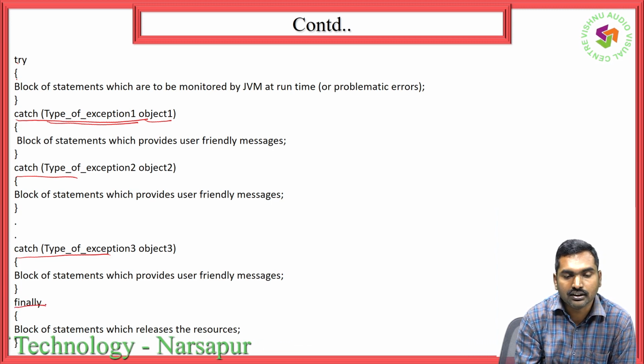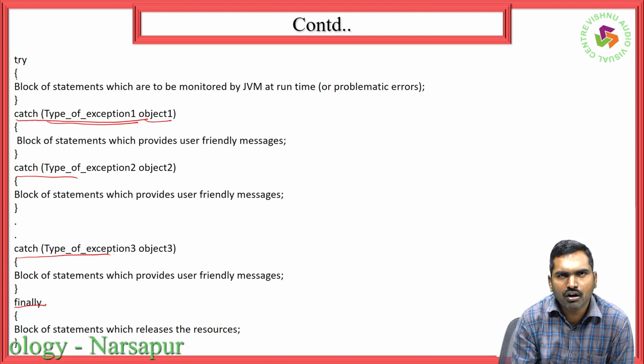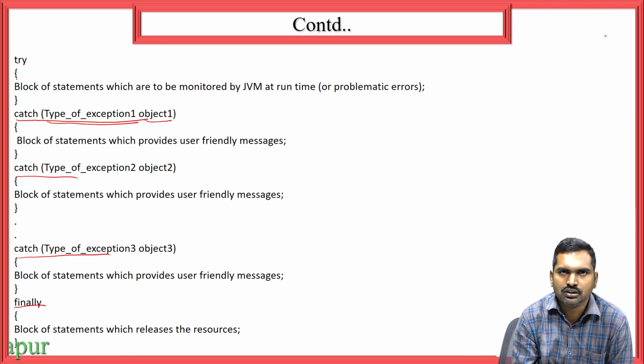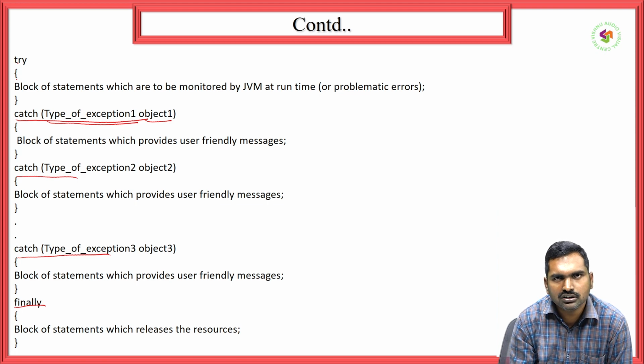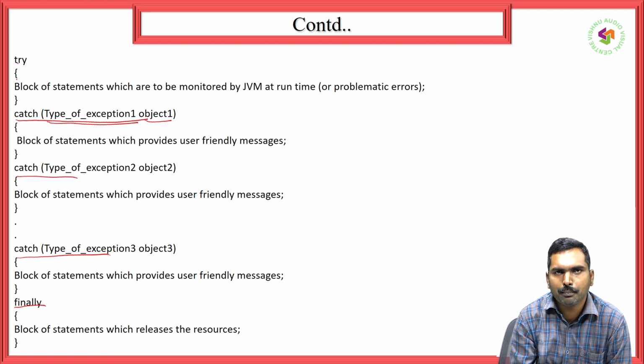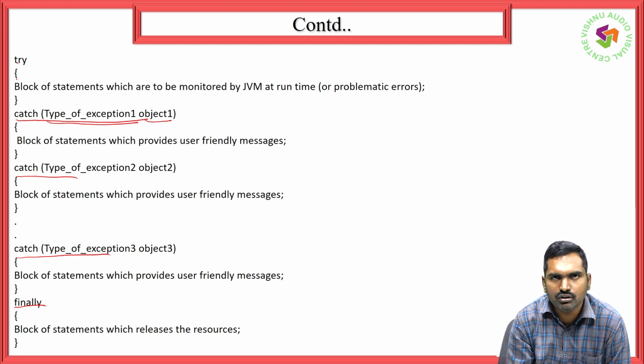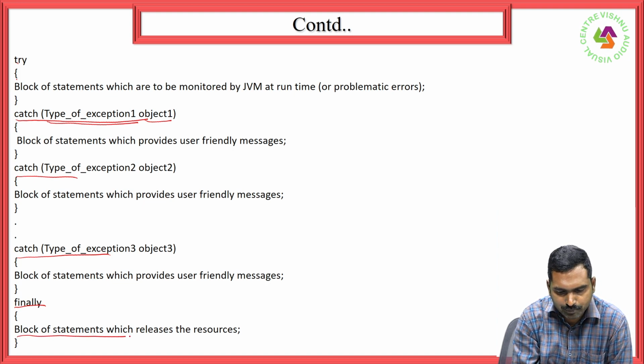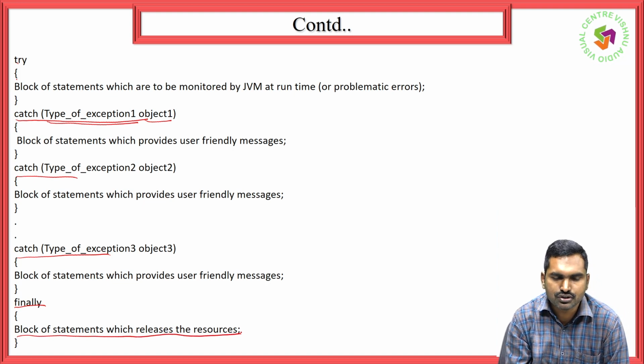And next, finally. Sometimes in the try block, we need to access some resources. So after completion of the task, we need to release those resources, then another program can use them. To release those resources, such statements we need to include inside the finally block, a block of statements which releases the resources.